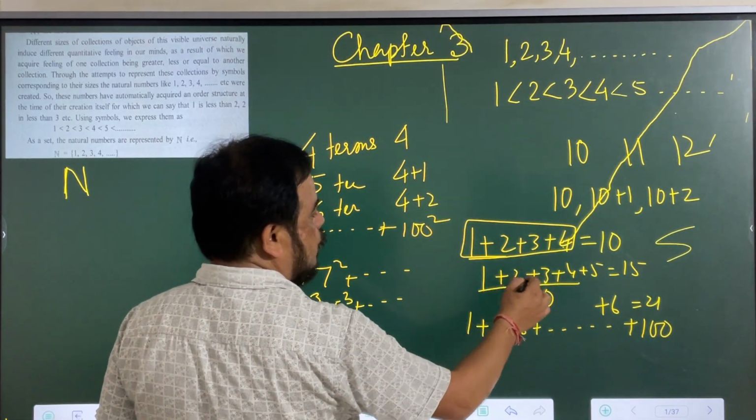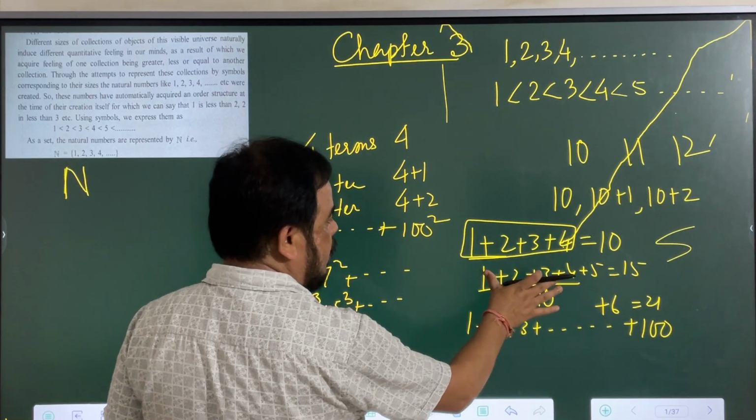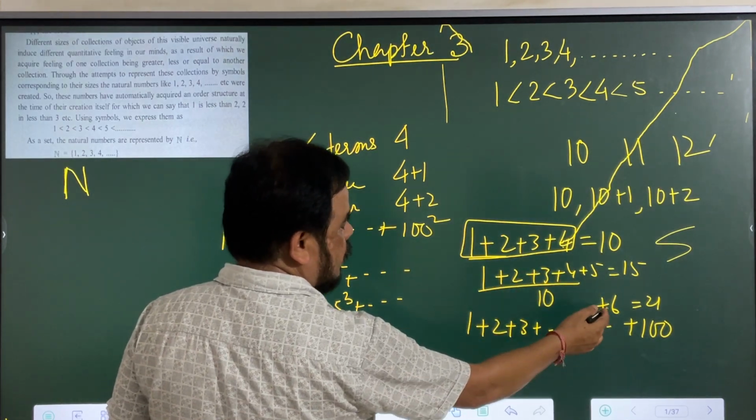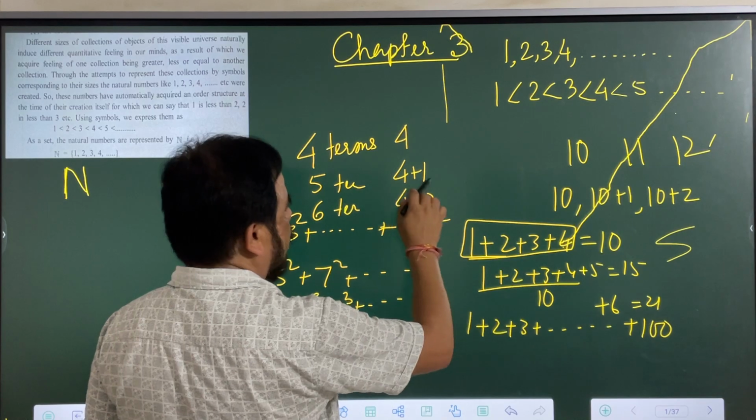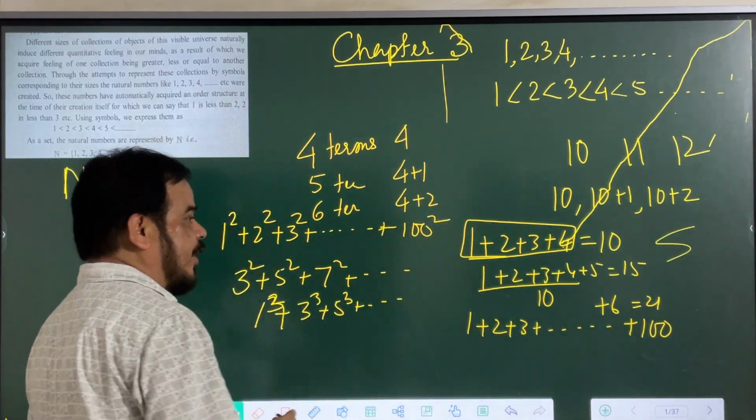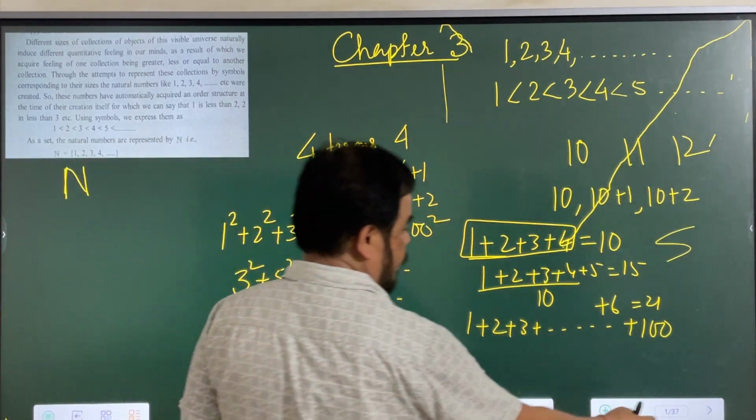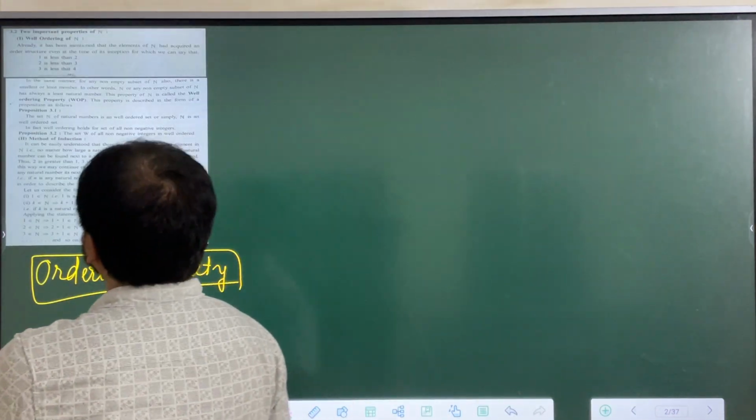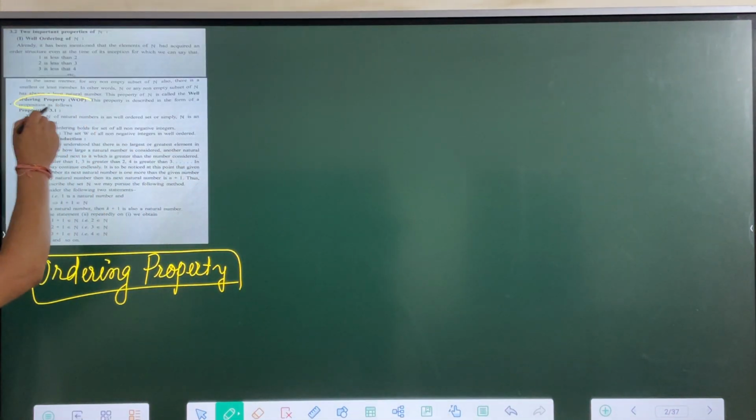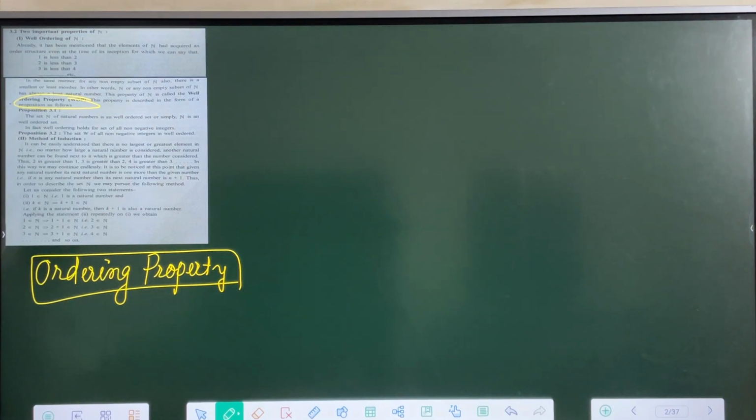If we have 1 2 3 4, the next number will come 5. That means how many terms? 5 terms. Next number will come 6. How many terms? 6. 4 plus 1, 4 plus 2. So this is called ordering property. It is written here. So this is nothing else. So you don't have to go too deeply.